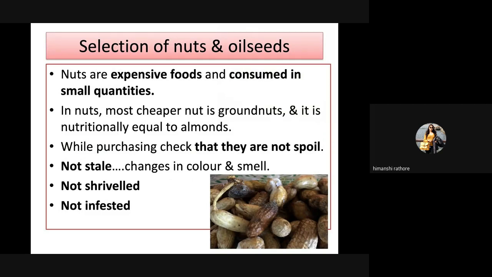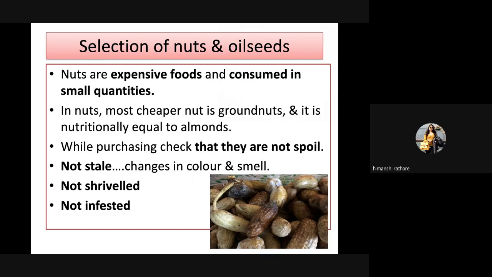Now, what points you have to keep in mind while selecting the nuts and oil seeds? Nuts are expensive foods, so you have to be more cautious before buying these, because you are buying them in very small quantities. In nuts, the cheapest nut is groundnut, and it is nutritionally equal to almonds. Almonds are very expensive, and very few people are able to purchase almonds. So those who are not able to purchase almonds, they can have groundnuts, which is again a source of protein. So while purchasing, check that they are not spoiled.